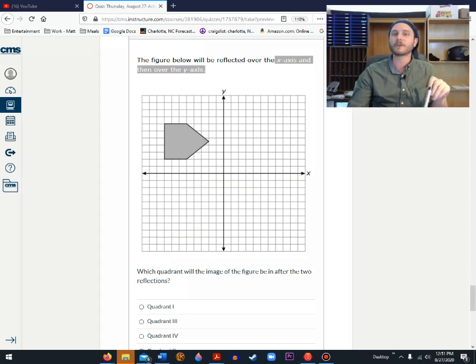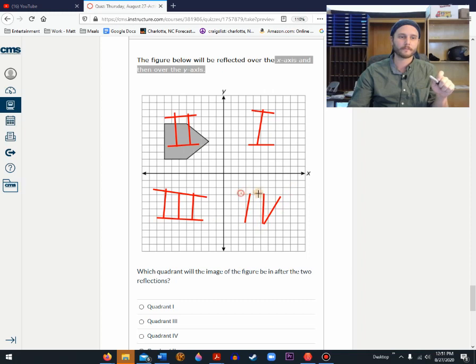But in case you somehow forgot, this is quadrant 1. This is quadrant 2. This is quadrant 3, and this is quadrant 4. You'll notice they are Roman numerals.